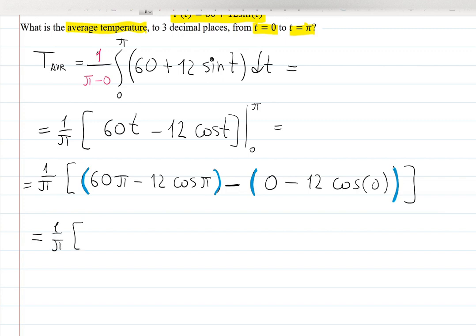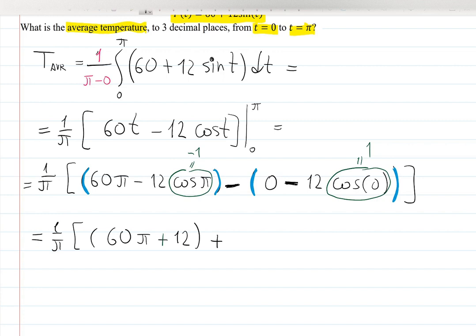1 over pi. We have 60 pi minus cosine pi. I know that cosine of 0 is 1 and cosine of pi then is negative 1. So it becomes plus 12. Check your trigonometrics. Minus 0 minus. First I want to check this. Cosine of 0 is 1. So minus and minus 12 gives me plus 12.